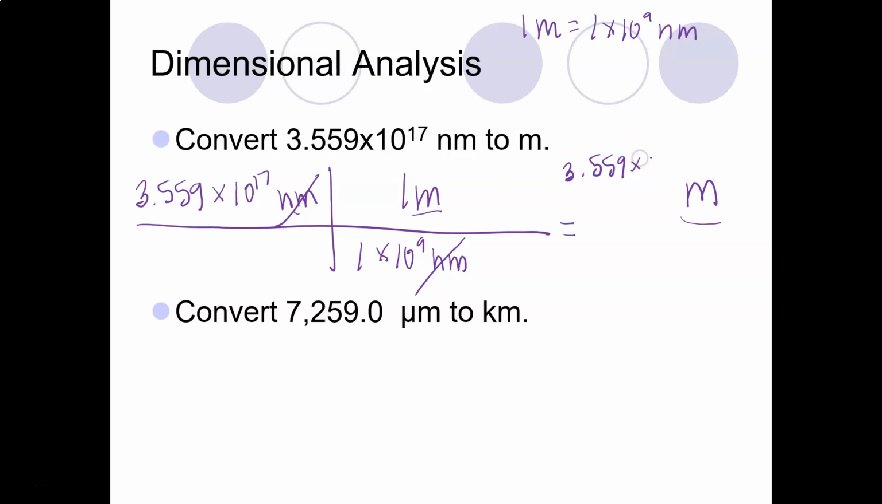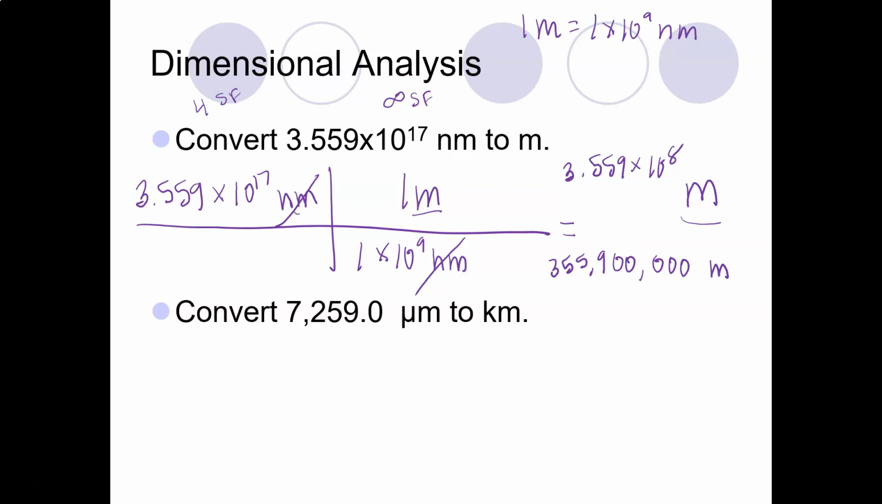3.559 times 10 to the 8th meters, or you could also write that like this. Both of them have 4 significant figures because 3.559 has 4 sig figs. 1 meter is 1 times 10 to the 9th nanometers is infinity sig figs. 4 is smaller than infinity, so there's our answer.